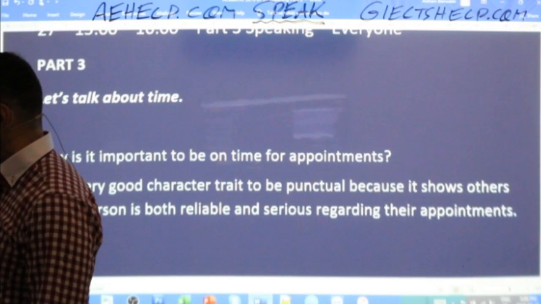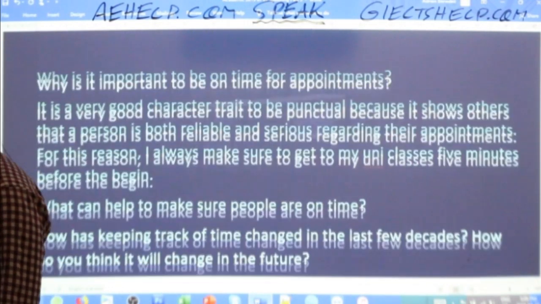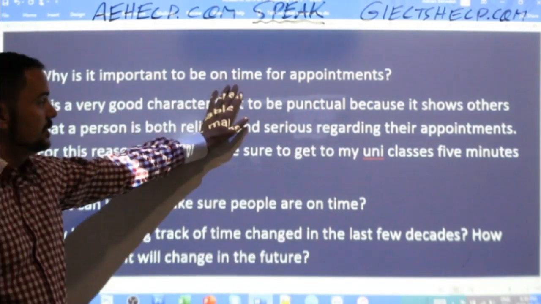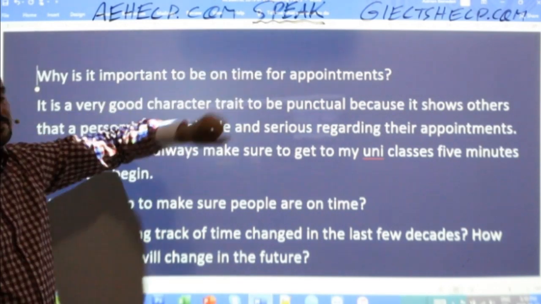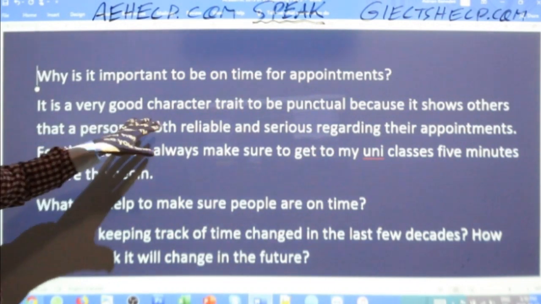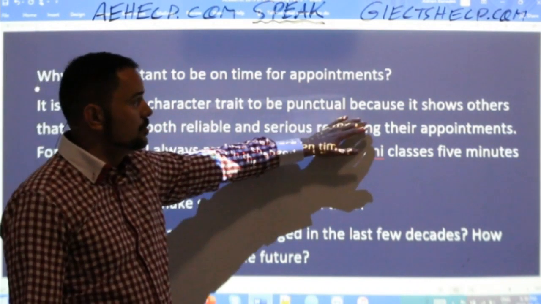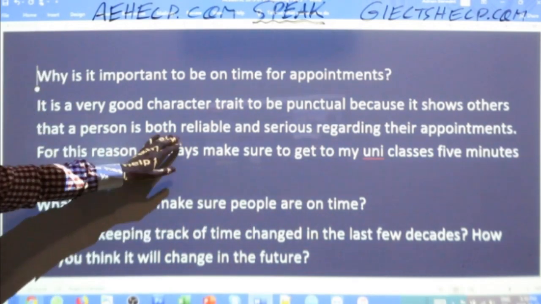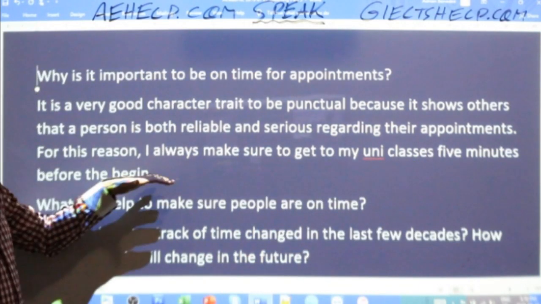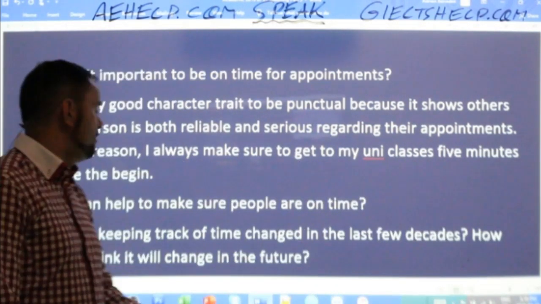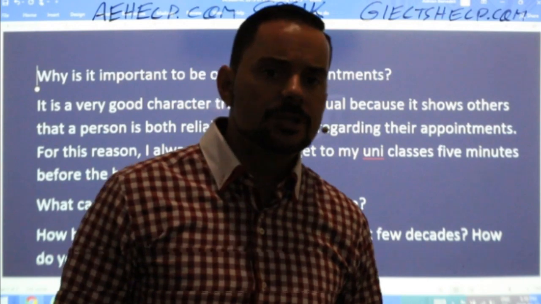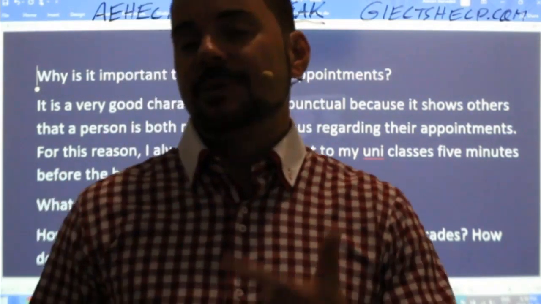We're using some paraphrasing, of course, to be punctual means to be on time, okay? So repeat after me. Speak nice and loud, students. Nice and loud, okay? Here we go. It is a very good character trait to be punctual because it shows others that a person is both reliable and serious regarding their appointments. For this reason, I always make sure to get to my uni classes 5 minutes before they begin. All right? So, make sure to answer, explain, example.